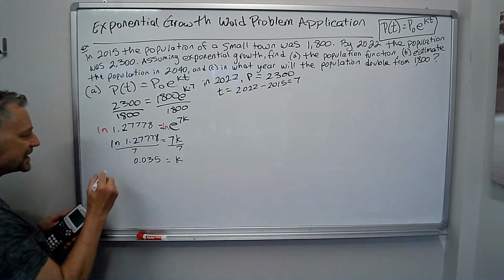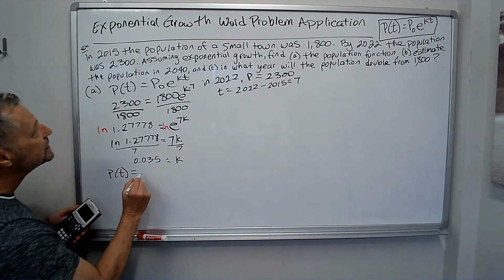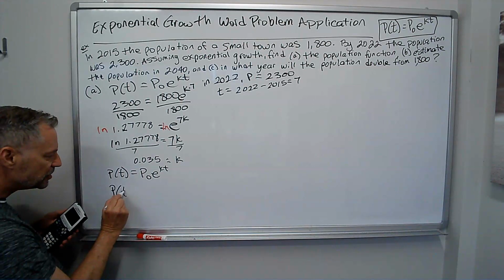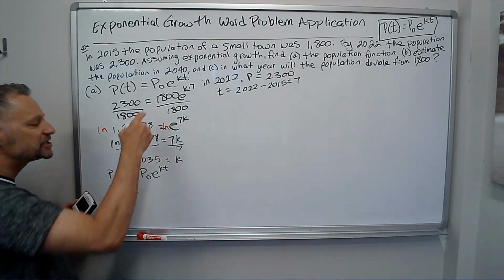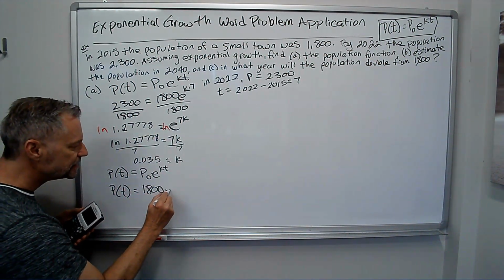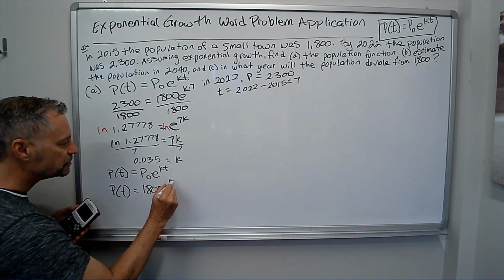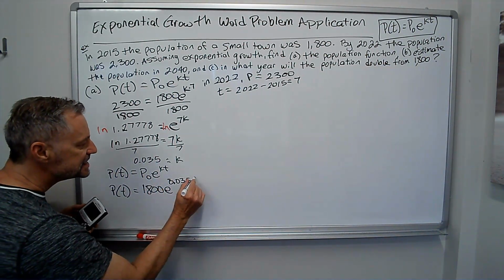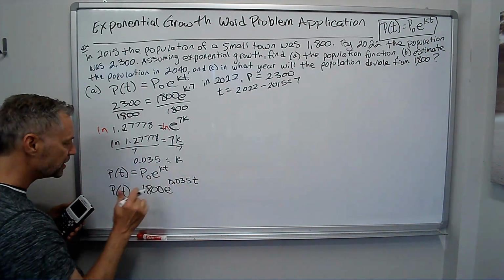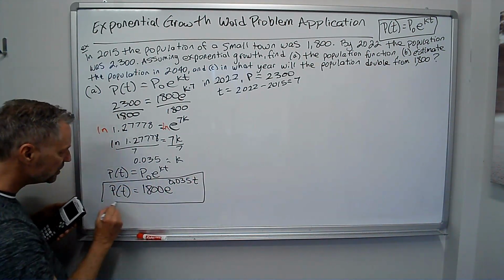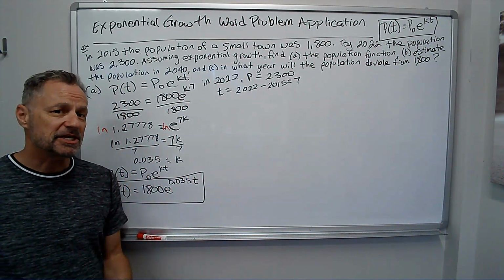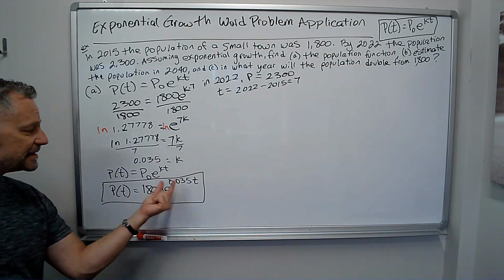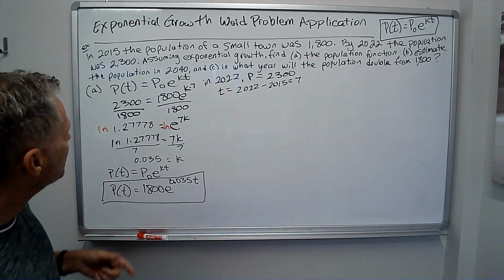So my formula, again, is P of t equals P sub 0 e to the kt. Well, P of t, that's what I'm looking for. P sub 0 was my starting number, 1,800. k, I just found out, was 0.035. And then t, I don't know. That's my formula to find the population at any time. So that's my starting number. That's my growth rate. That's the way it always works. All right, so let's look through.